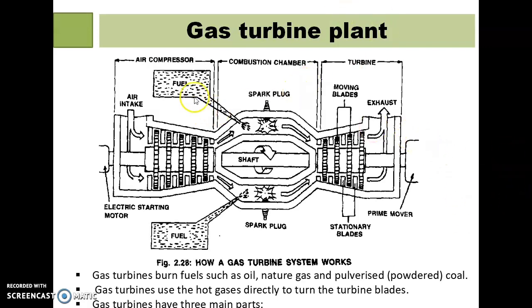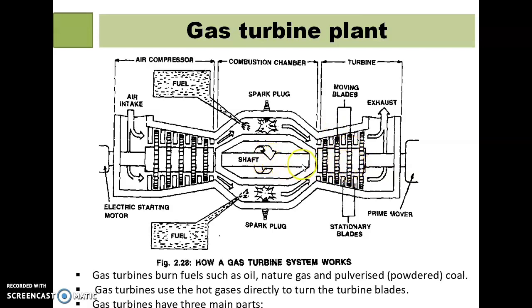You can see here the fuel entering the combustion chamber, and the hot air from the compressor also entering the combustion chamber, where the fuel gets burned, that is, combustion of the fuel happens in the combustion chamber. It produces the hot gases, and this is how the hot gases are given to the turbine. These are the blades of the turbine. These hot gases are used to rotate the blades of the turbine, and then the turbine produces the mechanical energy.